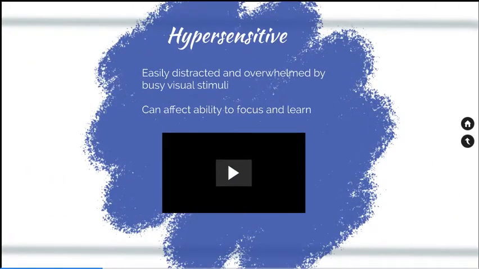Children can be hypersensitive to sights, meaning that they can be distracted by visual stimuli around them or feel overwhelmed by large varieties of colors, posters, and constant movement of others. This can cause them to have trouble focusing, which can overall affect their ability to learn. Let's look at a video to see an example of what this can look like in the classroom.